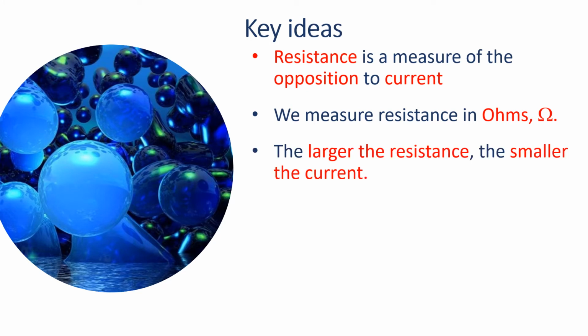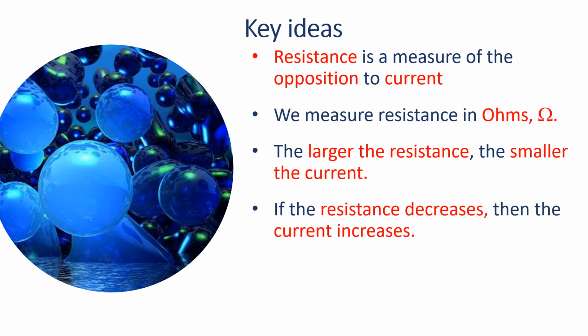The larger the resistance, the smaller the current, because it's trying to oppose it more, so you get less current. And therefore, if you decrease the resistance, make it less, you'll get more current. And resistance is used in a lot of electronic circuits to limit the amount of current, to get it just the right amount.